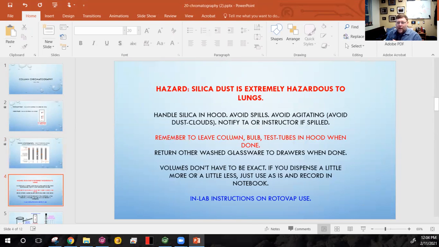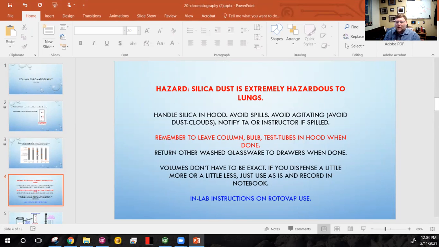So just some warnings about the lab. Silica dust is hazardous to the lungs. You probably have not heard of silicosis, but maybe you have. You may have heard of miner's lungs. Really, any small particles that can be inhaled into the lungs that are sharp are really dangerous.